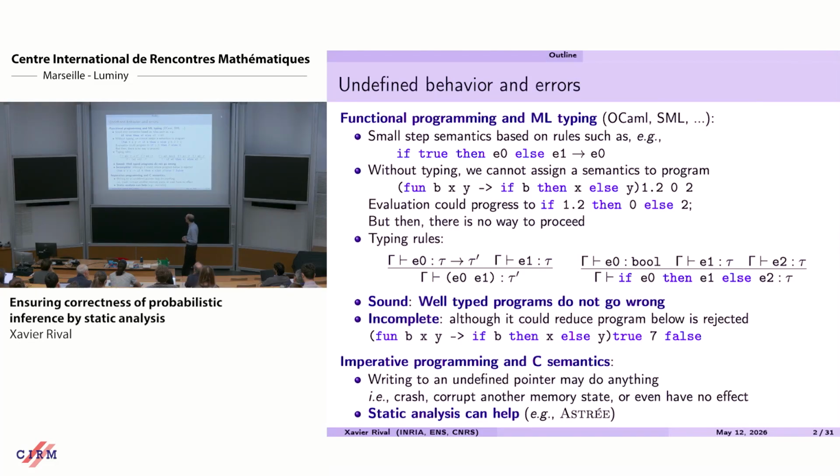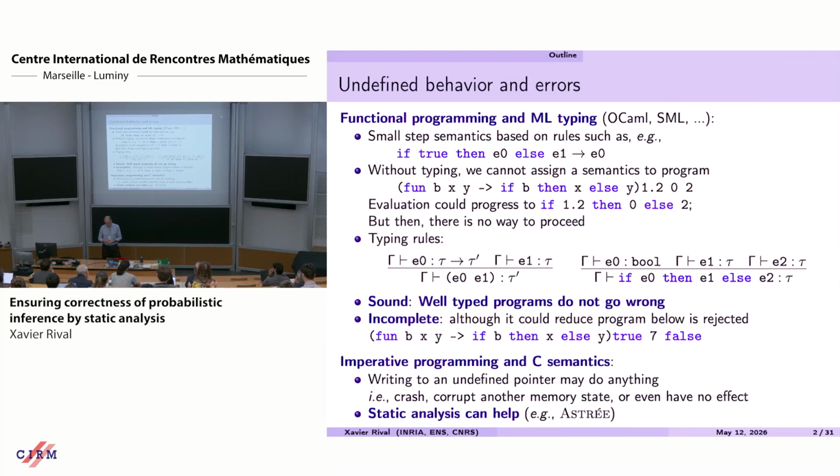So in order to avoid that, many years ago, people who are experts in functional programming designed very nice type systems. I give a few rules in the middle. You have typically rules to type functions. If you have an expression which has function type tau arrow tau prime, and you have some argument expression of type tau, you can decently expect E0 applied to E1 to evaluate, and it will return something of type tau prime.